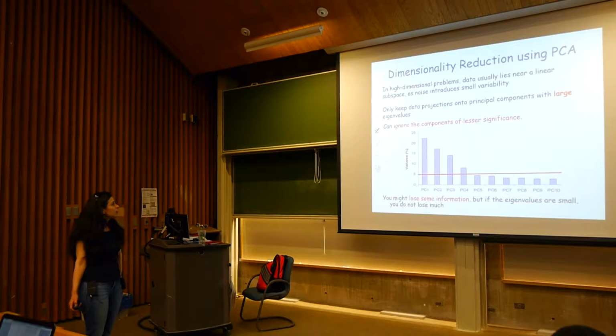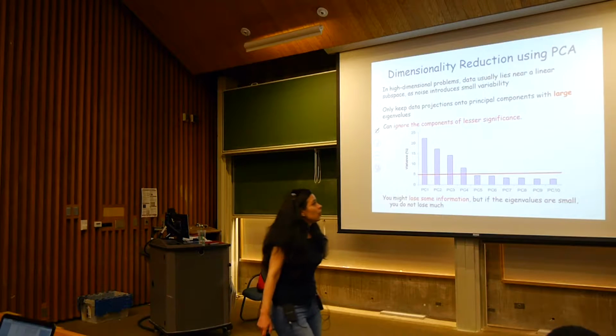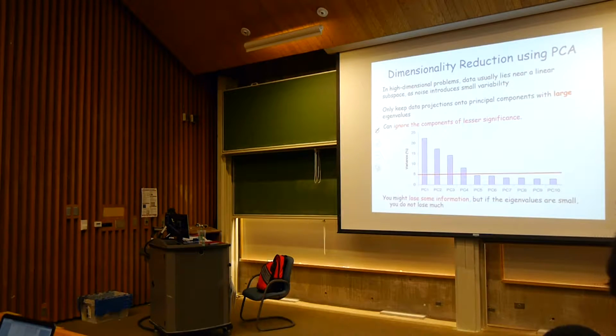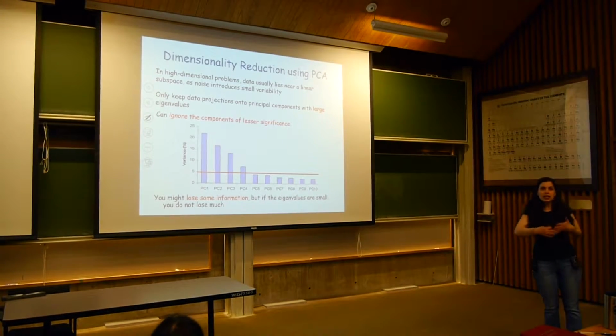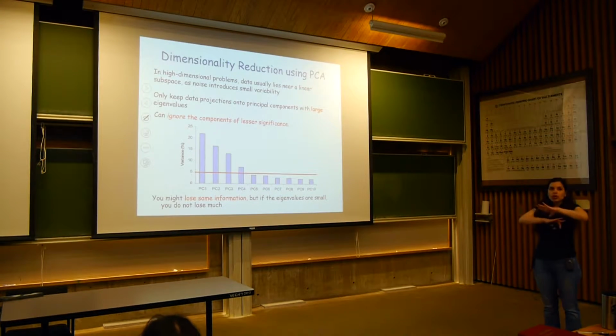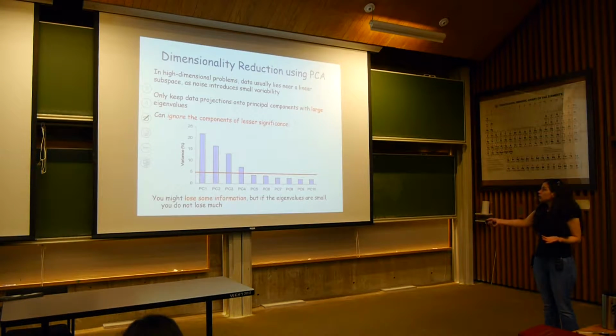Just to reiterate the point from the previous slide: sometimes, even if the data lives in a high dimensional space, the data lies near a low dimensional subspace. Not exactly on a low dimensional subspace, but very near one. For example, if you plot the eigenvalues of the sample covariance matrix, maybe some of them are really, really small. And the idea is that we can always ignore the very small ones.